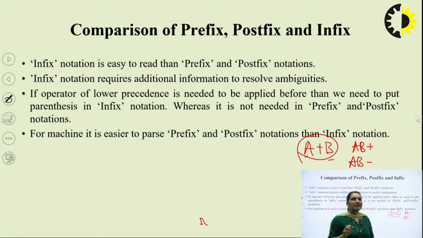Infix expressions require additional information to resolve ambiguity. We have an ambiguity problem there. If an operator is of lower precedence and needs to be applied first, we need to put parentheses, unlike in a postfix expression. So when we have an expression, we put two parentheses, one at the start and one at the end, and then we can convert it into a postfix or prefix expression.